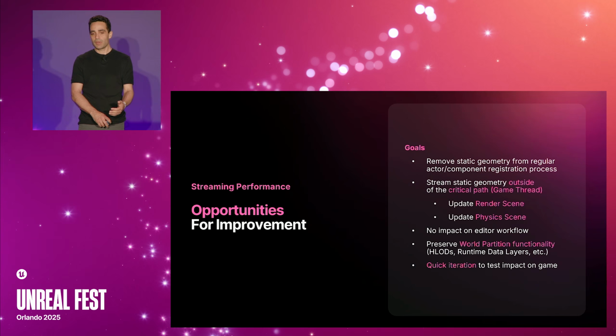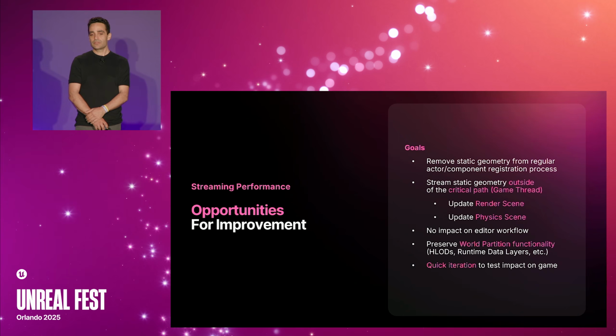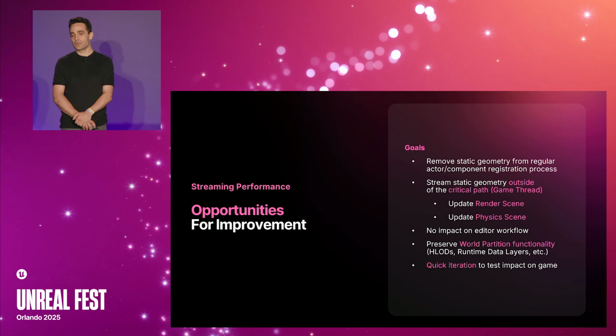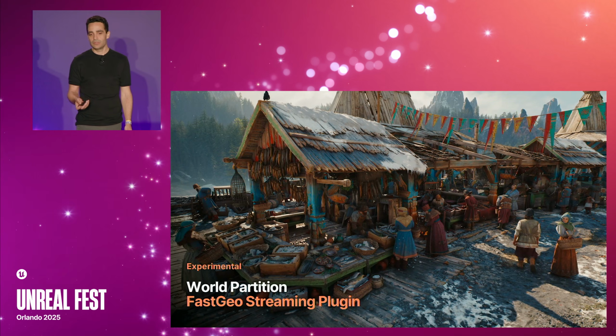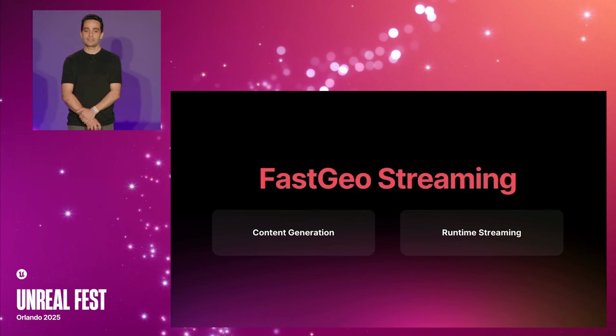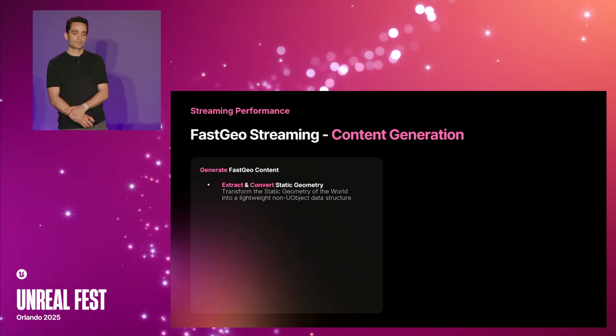This should have no impact on the editor workflow and should also preserve full world partition functionality. This fast path should be easy to test in-game and support quick iteration with minimal setup. This is what led to the development of the new experimental Fast Geo Streaming Plugin. The plugin consists of two key components: the content generation and the runtime streaming of that content.